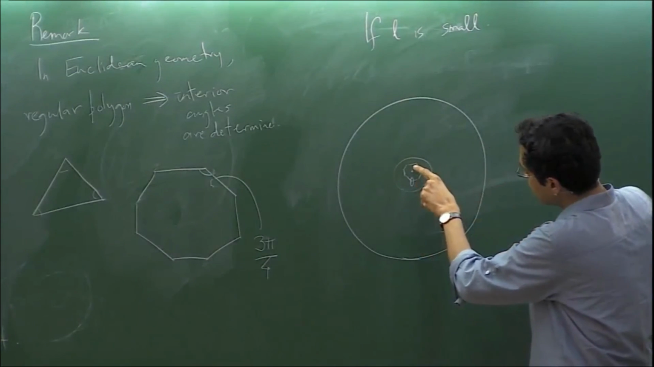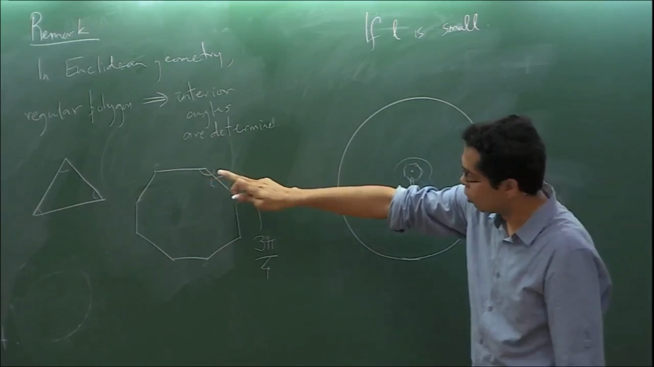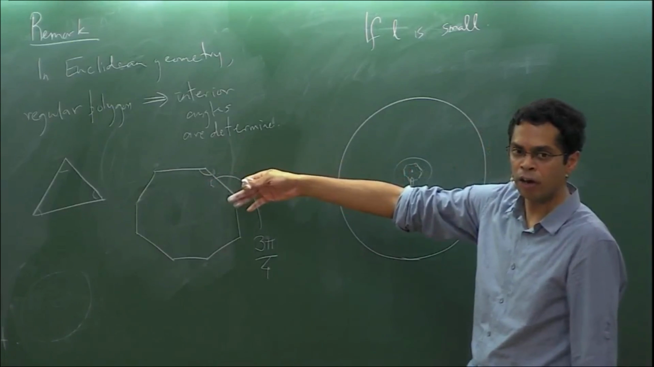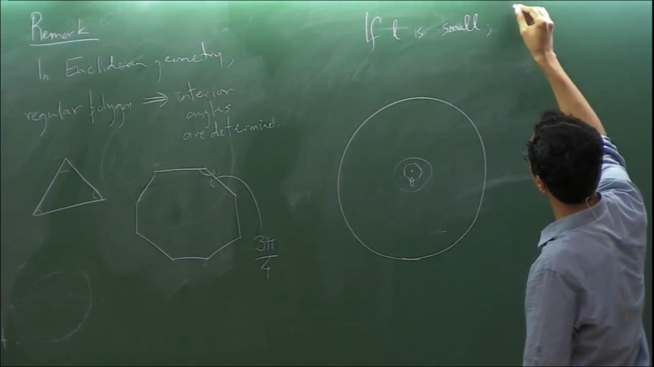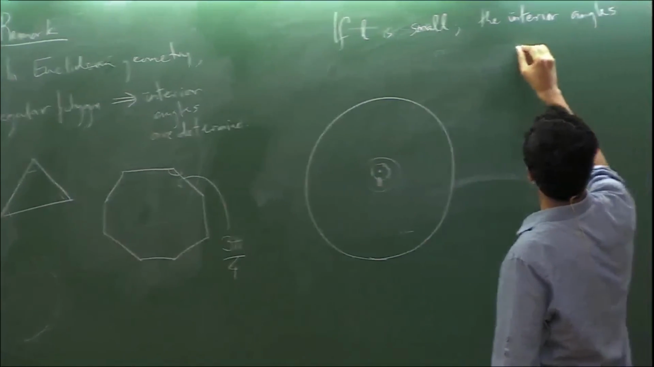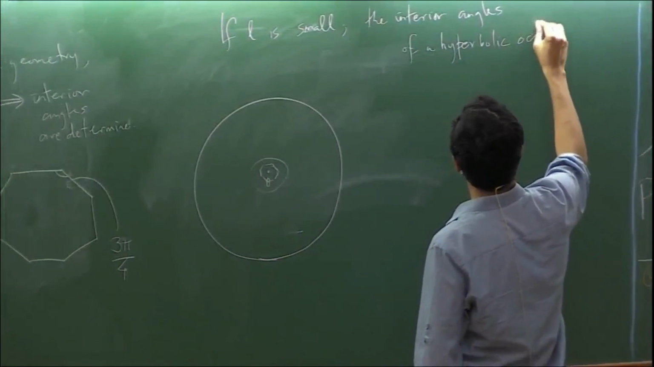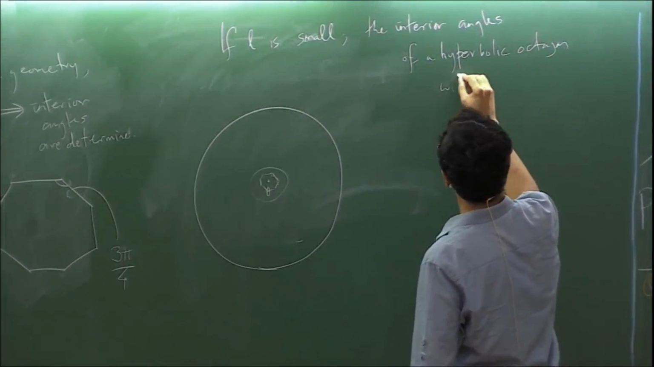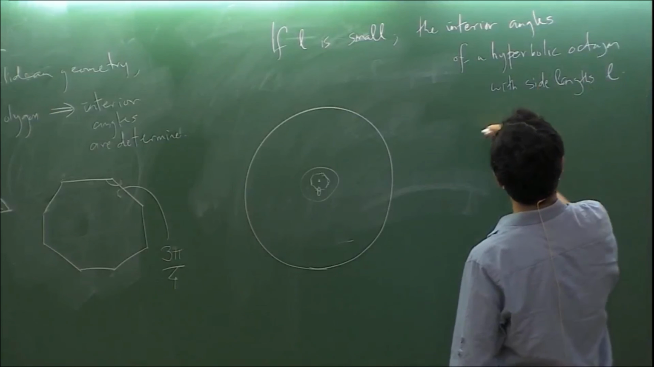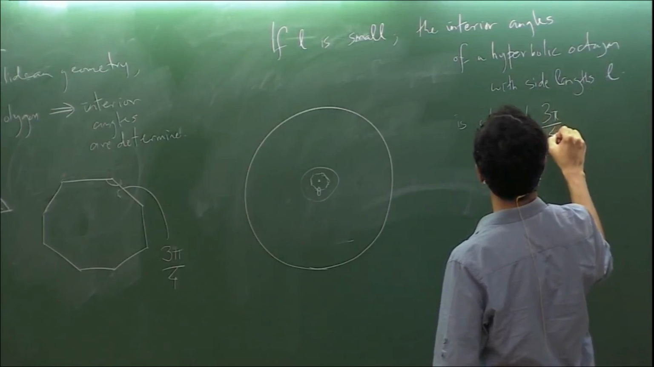So these angles would be very close to the angles of a Euclidean polygon, a Euclidean octagon. So if L is small, the interior angles of a hyperbolic octagon with side lengths all L is close to 3 pi by 4.